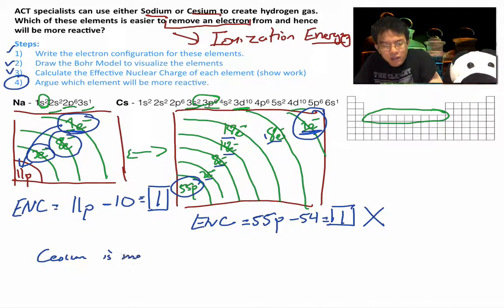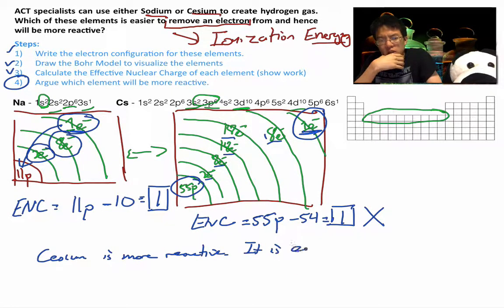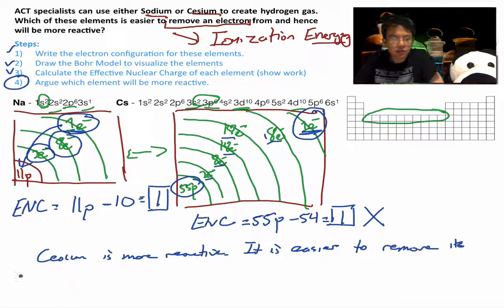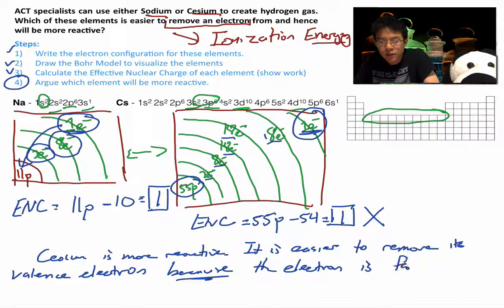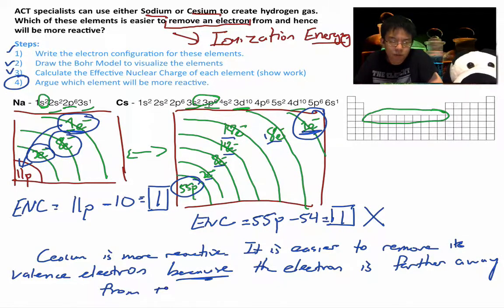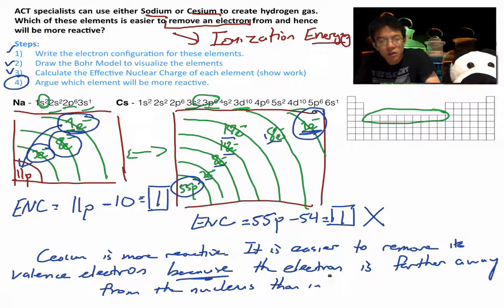All right, so the argument I want to make is that cesium is more reactive. It is easier to remove its valence electron because, and here's the key thing, the electron is farther away from the nucleus than in sodium.